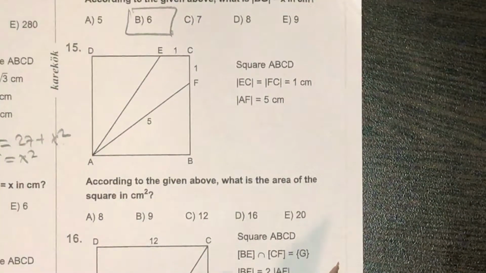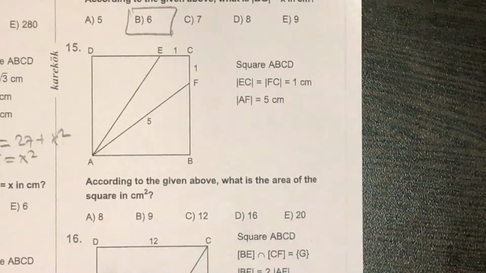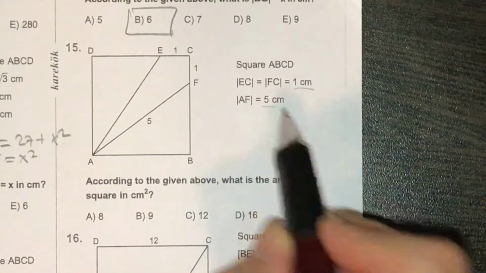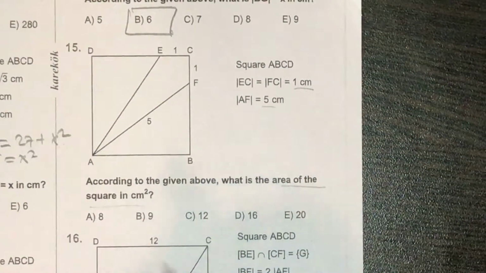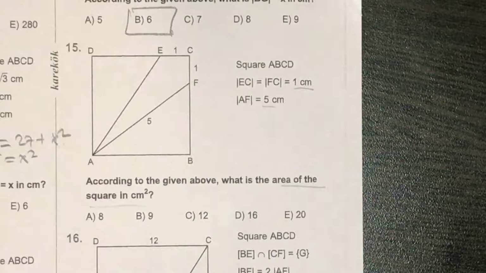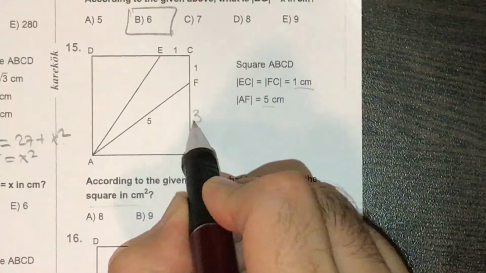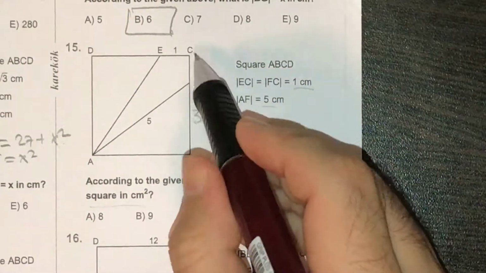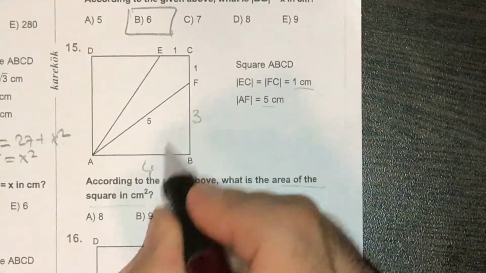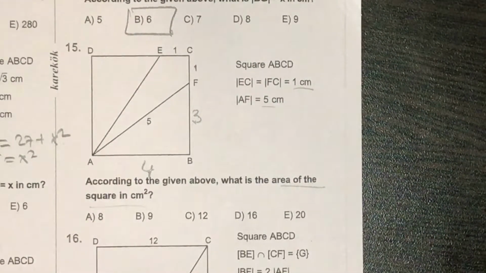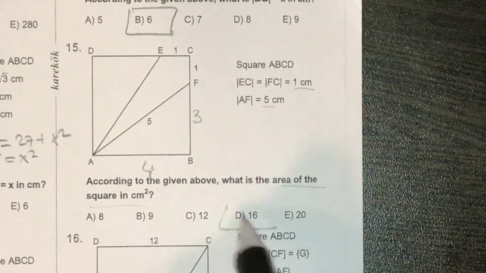Okay, let's look at the next one. It says 6 square, this is 1, this is 5. So what's the area of the square in centimeters? So let's say this is 3. 3 plus 1, which is 4, okay. 3, 4, 5, it satisfies the condition. Therefore, 4 square, which is 16.